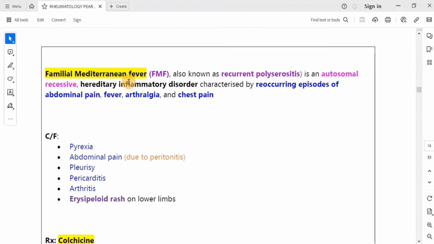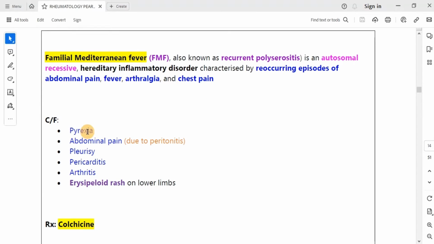Familial Mediterranean fever, also known as recurrent polyserositis, is an autosomal recessive hereditary inflammatory disorder characterized by recurring episodes of abdominal pain, fever, arthralgia, chest pain. So this is serositis. So serous layers of the body would be inflamed, giving rise to abdominal pain, chest pain, joint pain, and the fever.